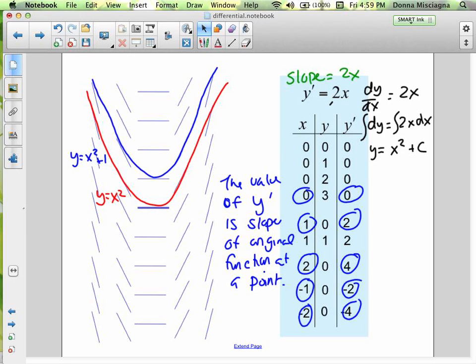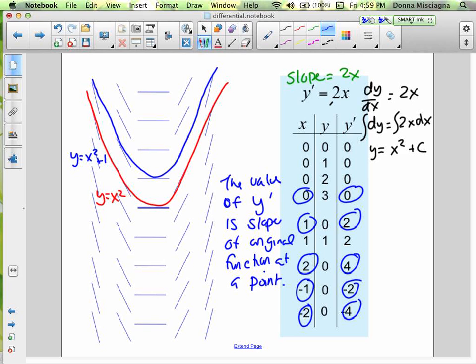So notice here that I have these y values, 0, 1, 2, 3. Notice that the x's and the y's are the same, because the y is immaterial. There's no y in this equation. There's a y prime, which is a dy/dx, but there's no y. So it doesn't matter. All through here, no matter what y is, if x is 0, then y prime, the slope, is 0, right?